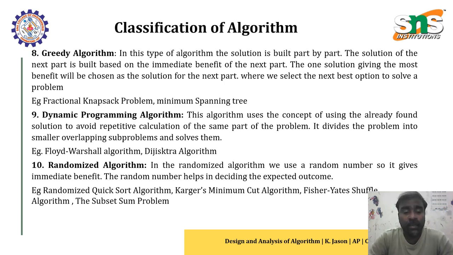Next one is the randomized algorithm. What is called a randomized algorithm? In the randomized algorithm, we use a random number, so it gives immediate benefit. The random number helps to indicate the expected outcome. So we are using random numbers and we have to find the expected outcomes.